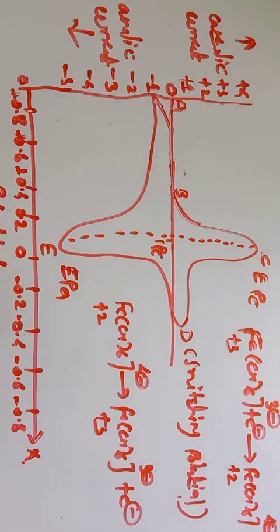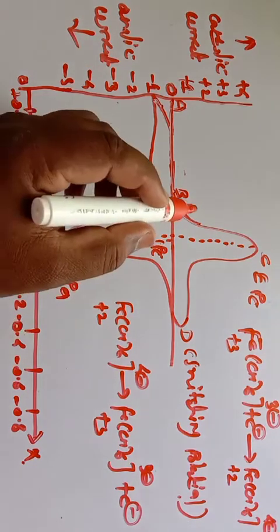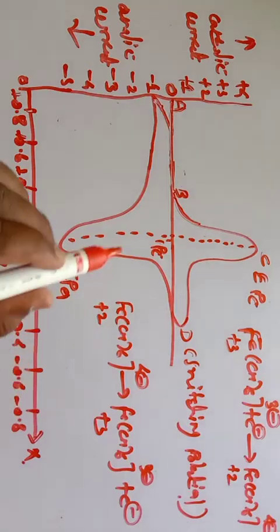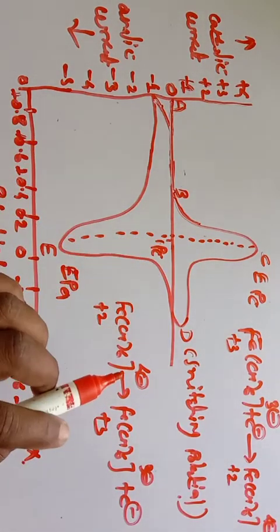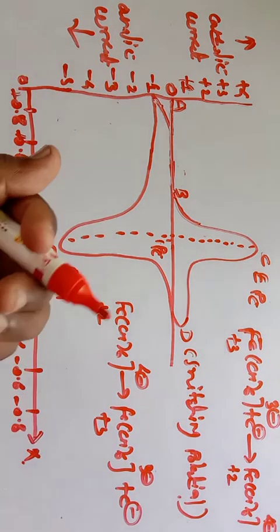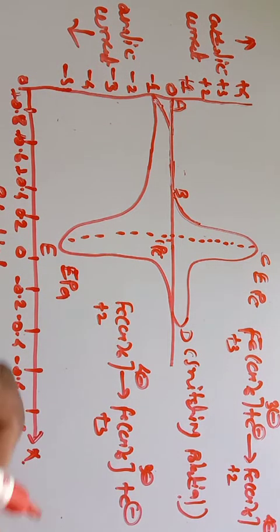Whatever the current or the peak which is observed, this is due to the reduction of this potassium ferricyanide. So this potassium ferricyanide undergoes a reduction reaction and converts into potassium ferrocyanide, and therefore the current is generated. It is known as cathodic current, because at the cathode the reduction reaction is going on, and the potential at which the reduction is going on is known as cathodic potential.